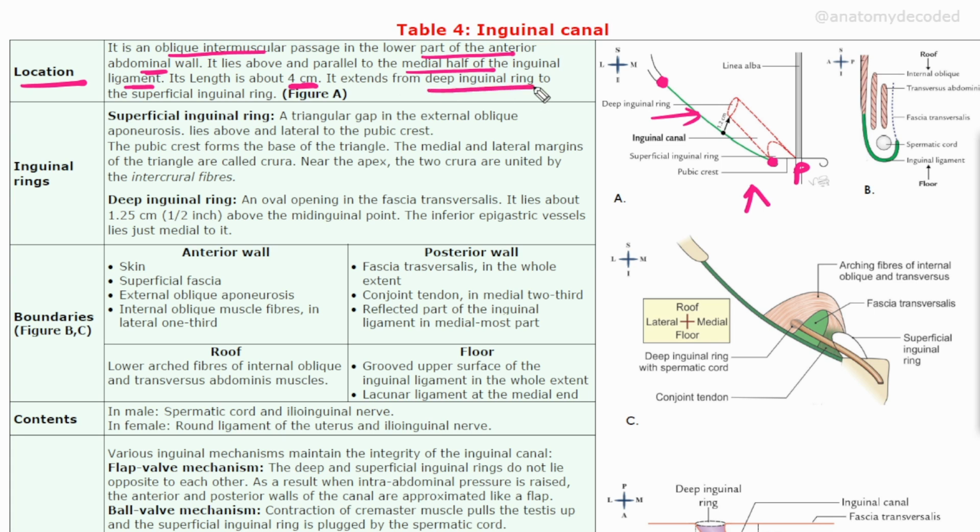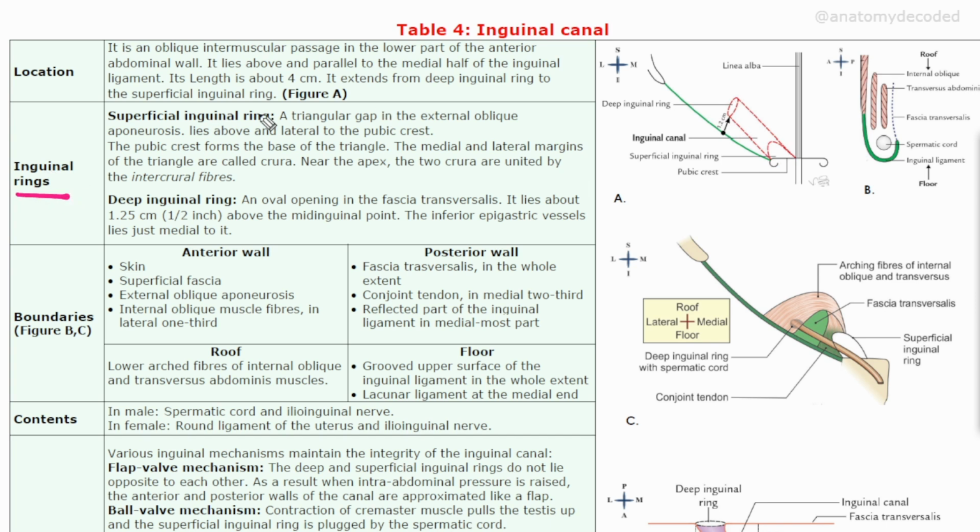It extends from the deep inguinal ring to the superficial inguinal ring. There are two rings. This one is the superficial inguinal ring above the pubis, and this one is the deep inguinal ring. So how are these rings formed?